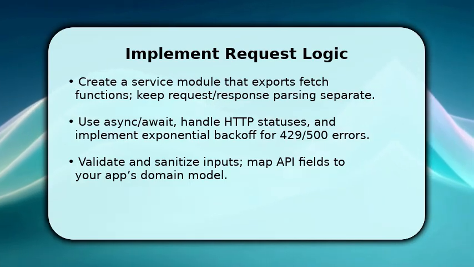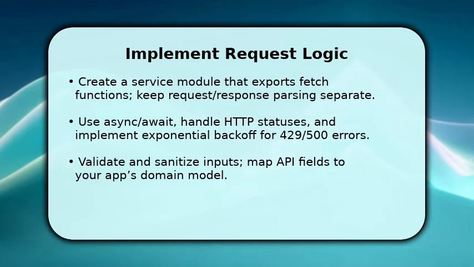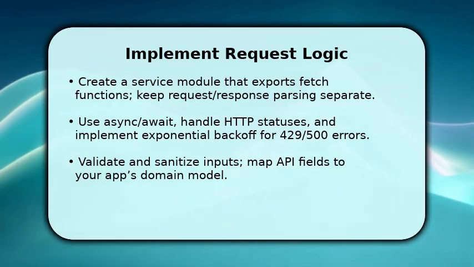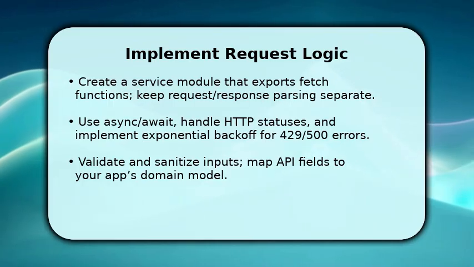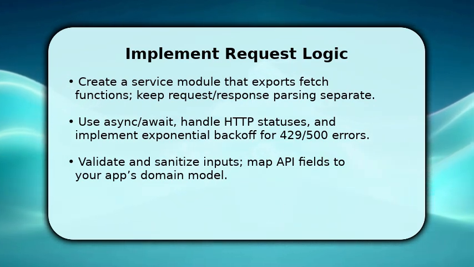Make retry logic with exponential backoff for rate limits and transient errors. This prevents hammering the API. Also add logging of request ID and durations for observability. And write unit tests that mock the HTTP client to keep behavior predictable.